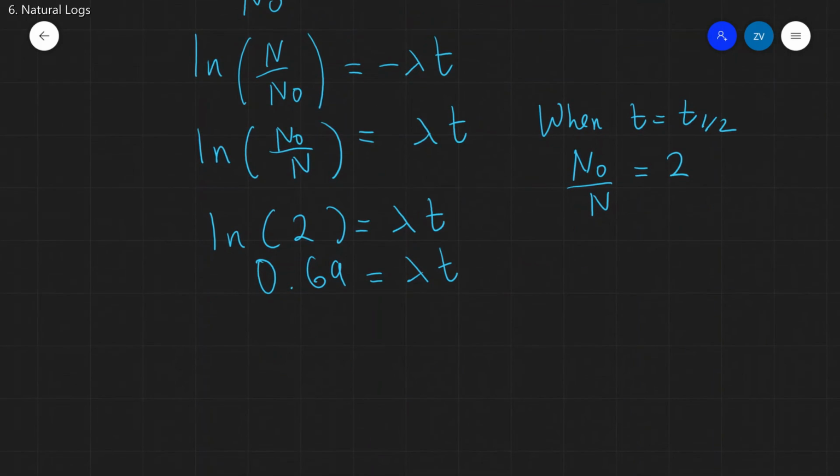But in general, our half-life, let's call it t half-life, like so. This half is just a subscript, by the way, it has nothing to do with the maths, it is just a symbol. It will be equal to ln of 2, or 0.69, divided by our decay constant, lambda.